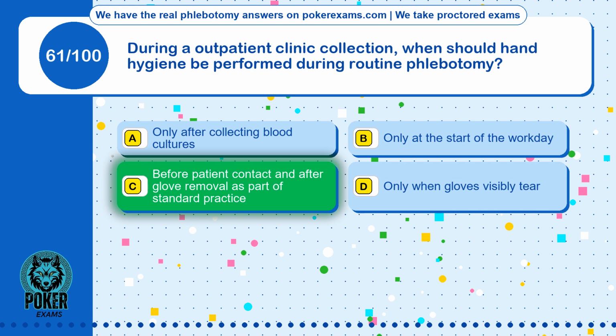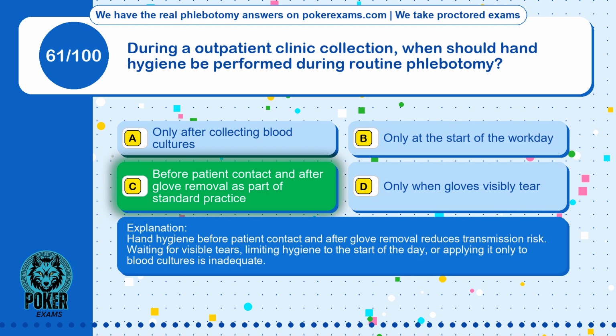The correct answer is option C. Before patient contact and after glove removal as part of standard practice. Hand hygiene before patient contact and after glove removal reduces transmission risk. Waiting for visible tears, limiting hygiene to the start of the day, or applying it only to blood cultures is inadequate.